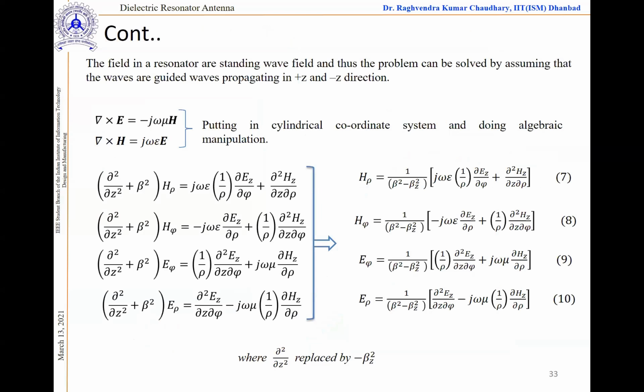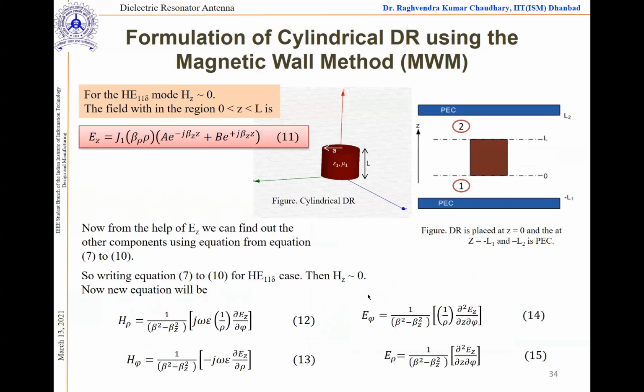Because, let's say you are doing this for the cylindrical DR, you have to write all the things in the cylindrical coordinate system. You have to find all the possible components there, correct? So this is a very well-known thing, the magnetic wall method.